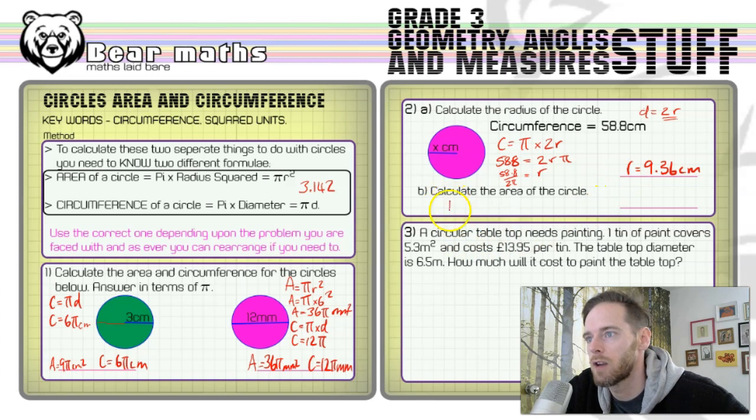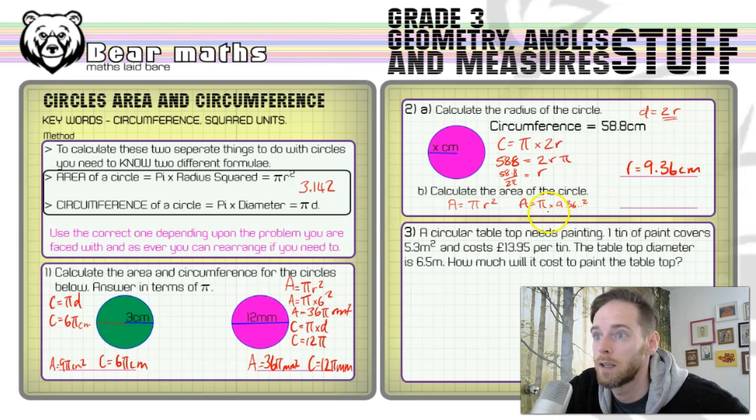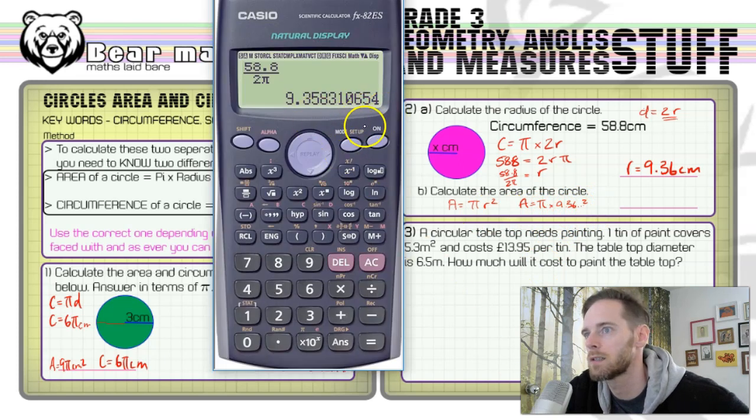Now, the area of the circle can be calculated because we do have the radius. So the area equals pi r squared, which would follow as pi multiplied by the answer 9.36 squared. That is the calculation we need to type into the calculator. We've got all the digits there, so let's just type in shift pi multiplied by answer squared.